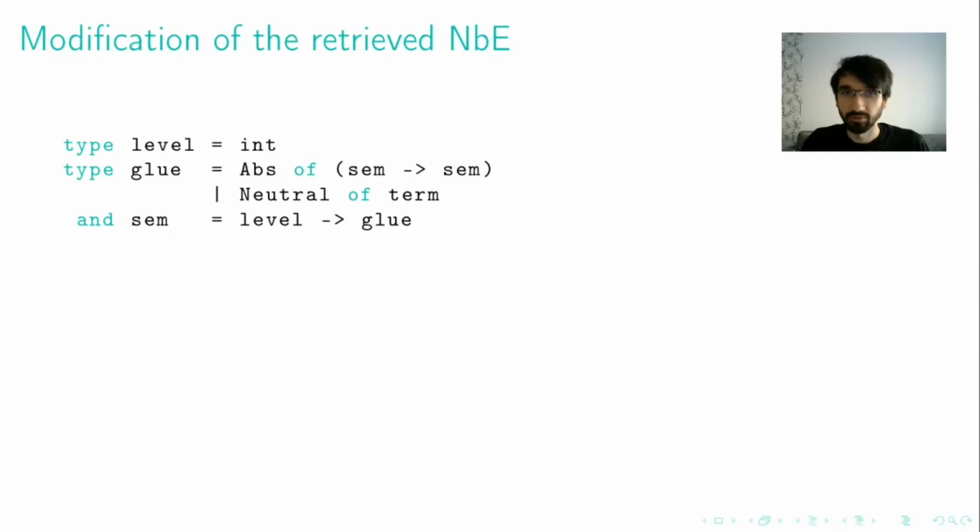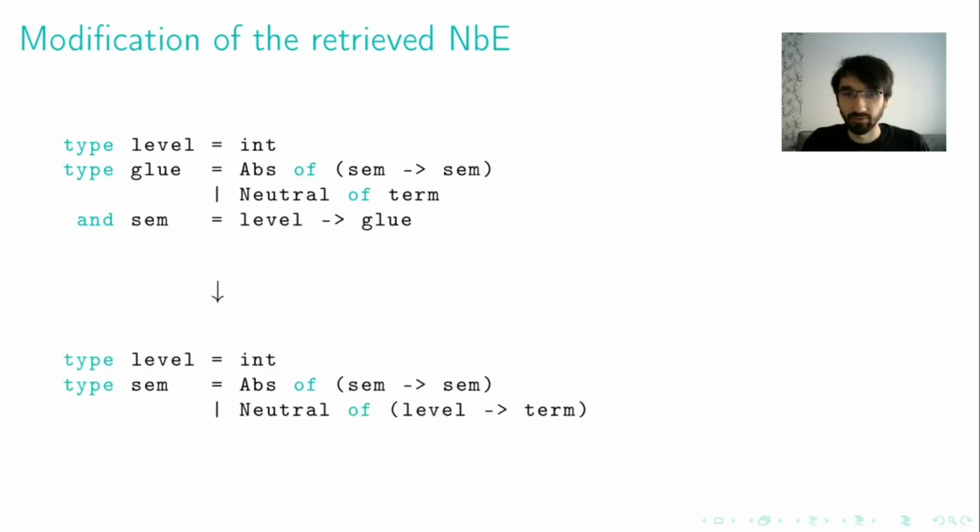A word about modification of NBE. After the construction of Crégut's KN machine, we've got these types, and abstractions were taking thunks as arguments. So we modified it slightly to make abstractions taking values as arguments, hoping that it will lead us to call by value.